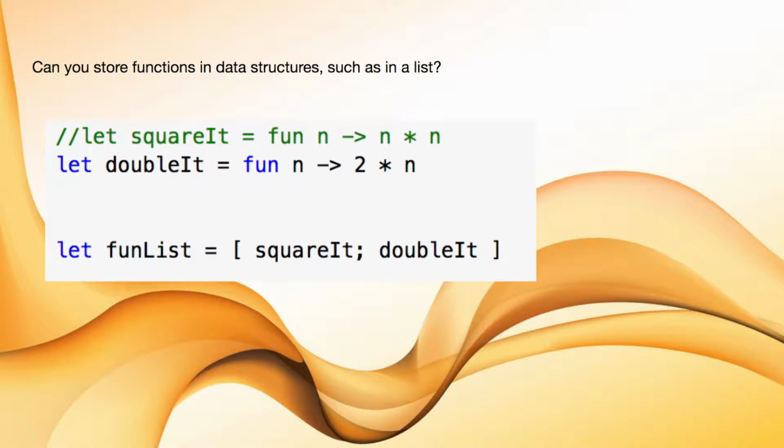Here's an example of the squareIt function from the previous slide and a new function, doubleIt, being stored in a list called funList. This is an example of two functions being stored in a list in the .NET framework.